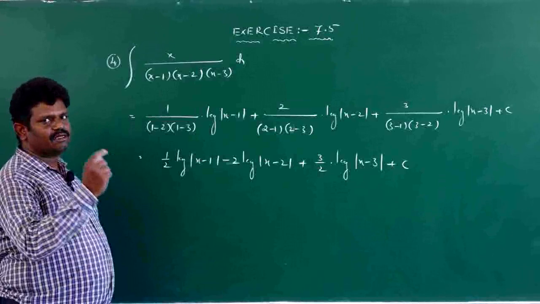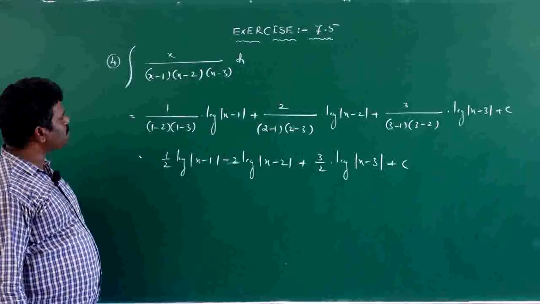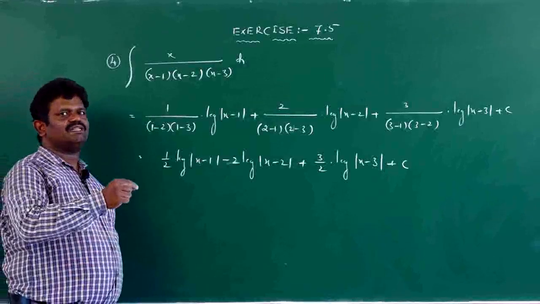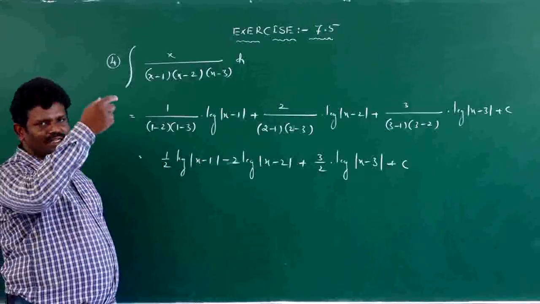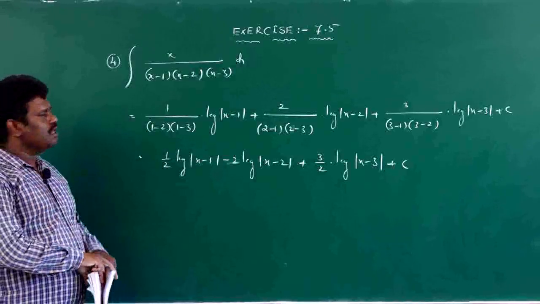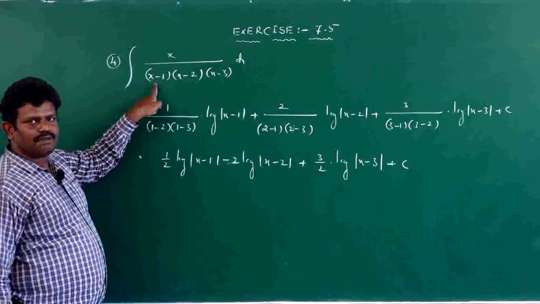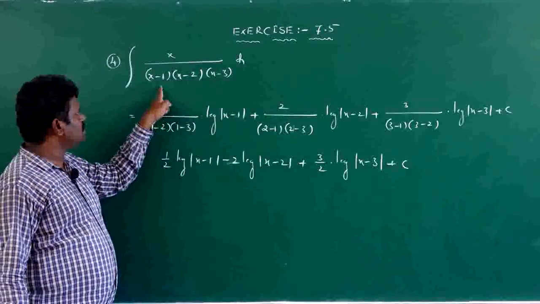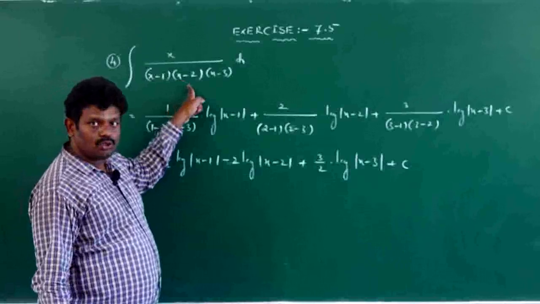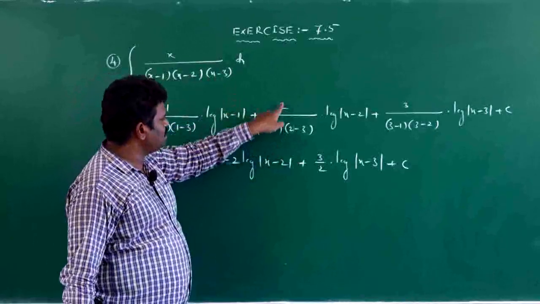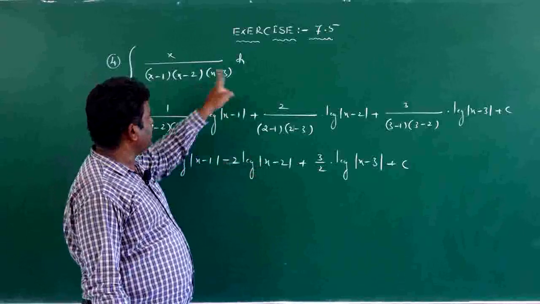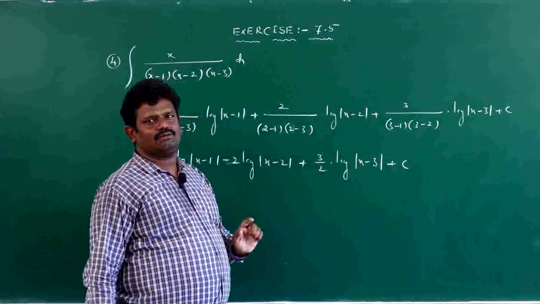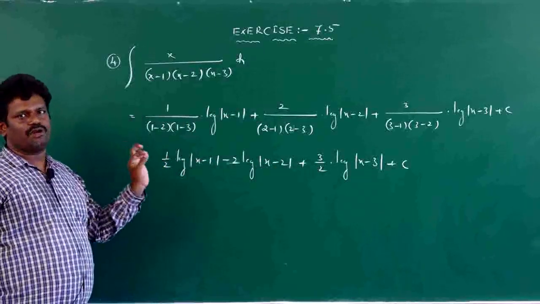Right, already explained the third model; in the same model, this fourth one, integral x by the product of non-repeated linear factors. I explained the shortcut method; we solve by the general method too and compare both answers. Here the factor x minus 1 equal to 0 means x is equal to 1. Now 1 by (1 minus 2)(1 minus 3), log of (x minus 1), plus x equal to 2, then 2 by (2 minus 1)(2 minus 3), which gives minus 2 log of (x minus 2), and x equal to 3, again we substitute, then we get 3 by 2 log of (x minus 3). Okay? So this is the shortcut method useful for competitive exams.